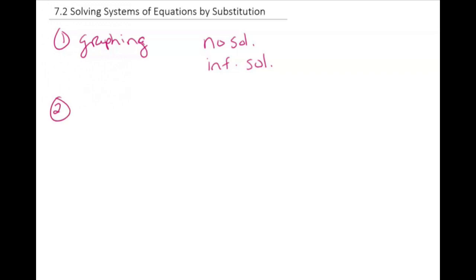And the second tool is going to be solving by substitution. And again, this method should be a little bit familiar because we have been doing types of substitutions in our equations all year. So what will be different is that we're not substituting just a single value, we're actually substituting an equation. So without further ado, let's jump right in.